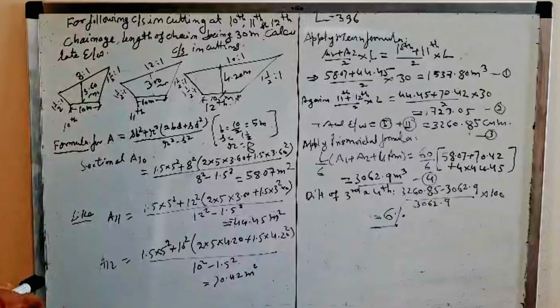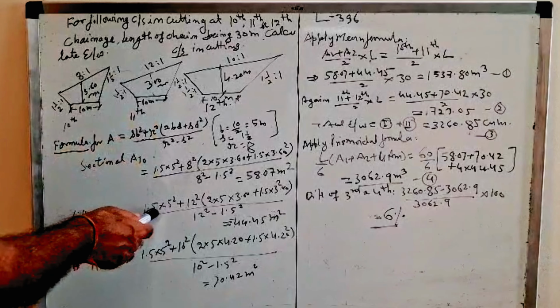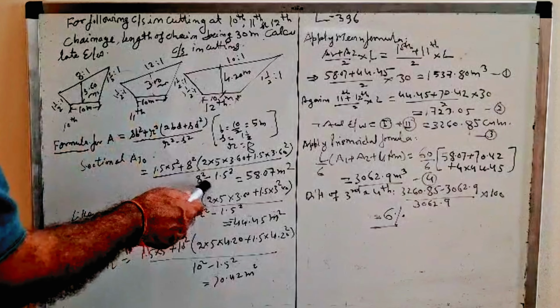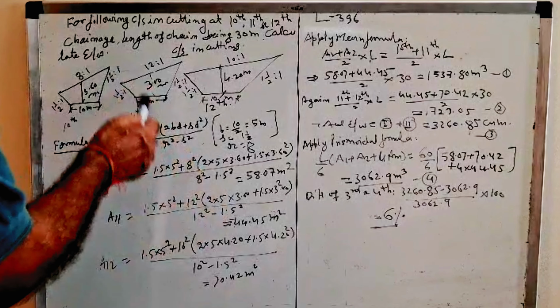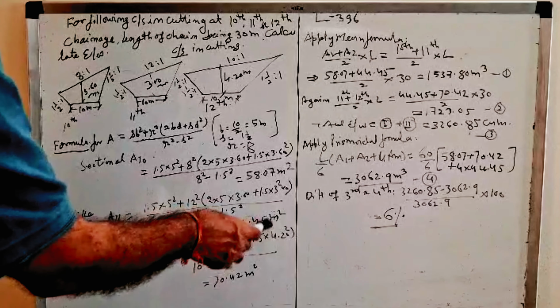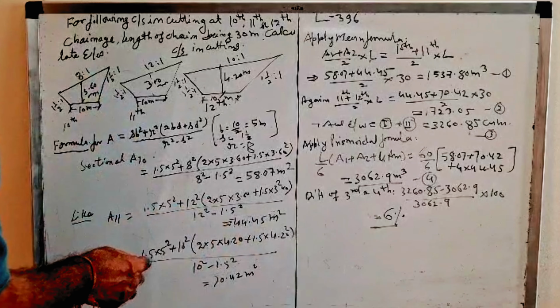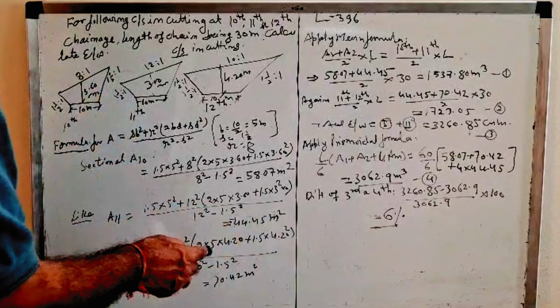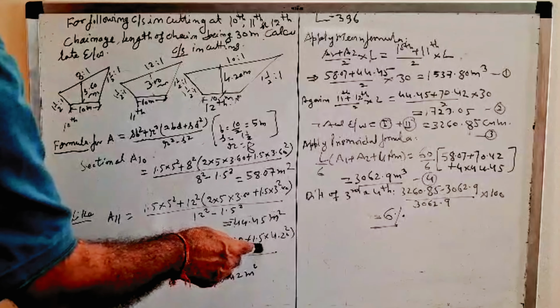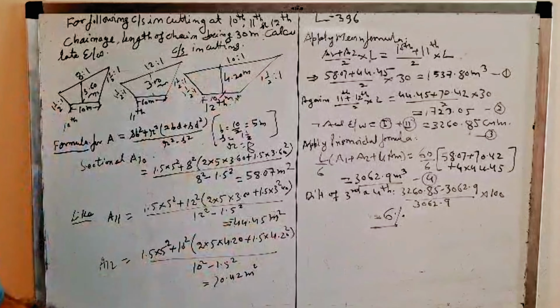Similarly, if you go for the A11, you are putting the value 1.5, 5 square, 12 square, 2 within bracket 2 into 5 into 3, this depth 1.5, 3 square divided by 12 square minus, we are getting 44.40. This is the middle one. And the third one is 1.5, 5, 10 square, 2 within 4.2 depth, 1.4 square divided by 10 square, 10 is your R, minus, we get 70.4.